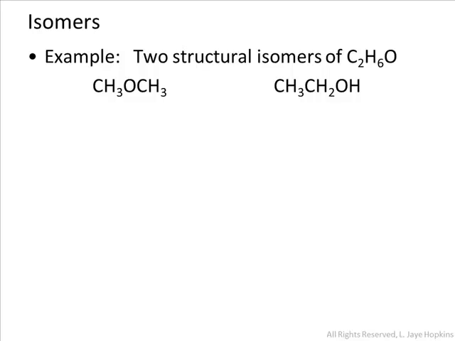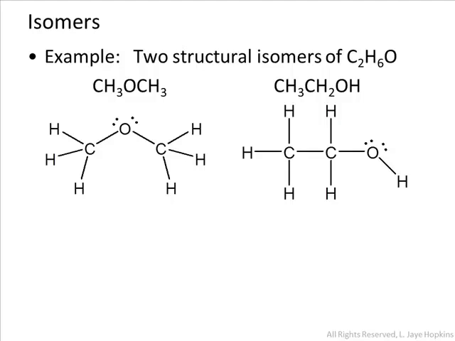If the oxygen is located between two carbons, with a carbon on each side, this is what its chemical structure will look like. If the oxygen is located at the end of a chain of carbons, this is what its structure will look like. These are structural isomers. They share the same chemical formula, but they're connected differently. There's a different order to how the atoms are connected.